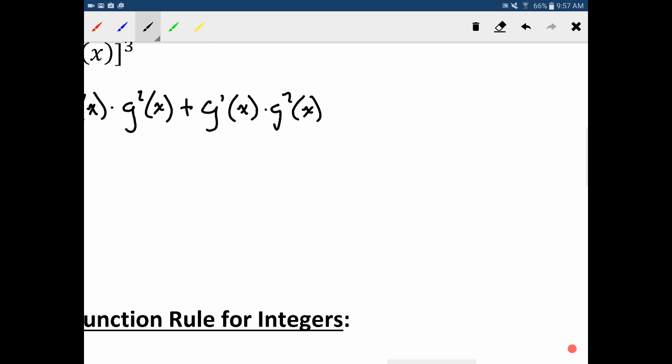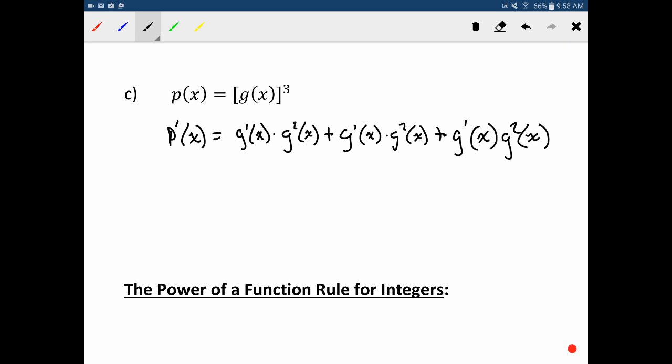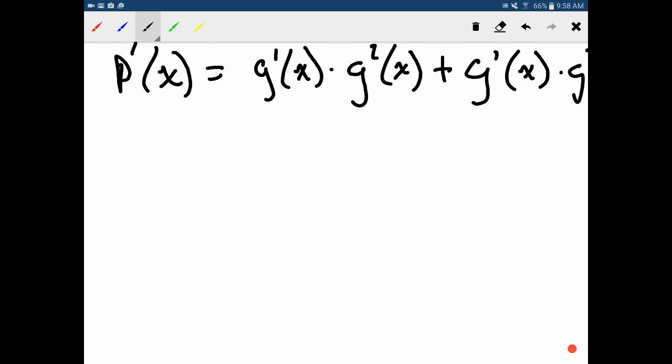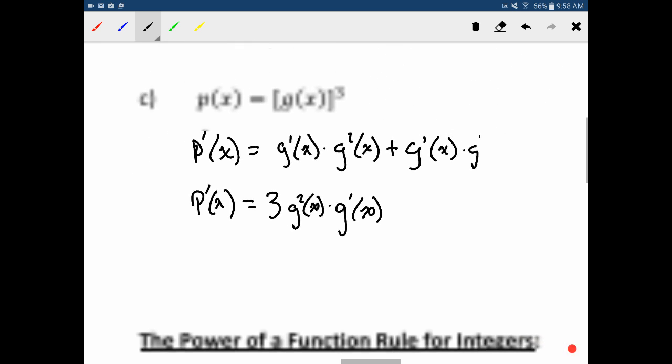And then we've got one more. Same thing, order and multiplication doesn't matter, so we can write it as g prime of x, g squared of x. And if you look, we now just have 3 of these things that are all the same. So what we can conclude is that the derivative of p of x would be 3 times g squared of x times g prime of x. And that's it.